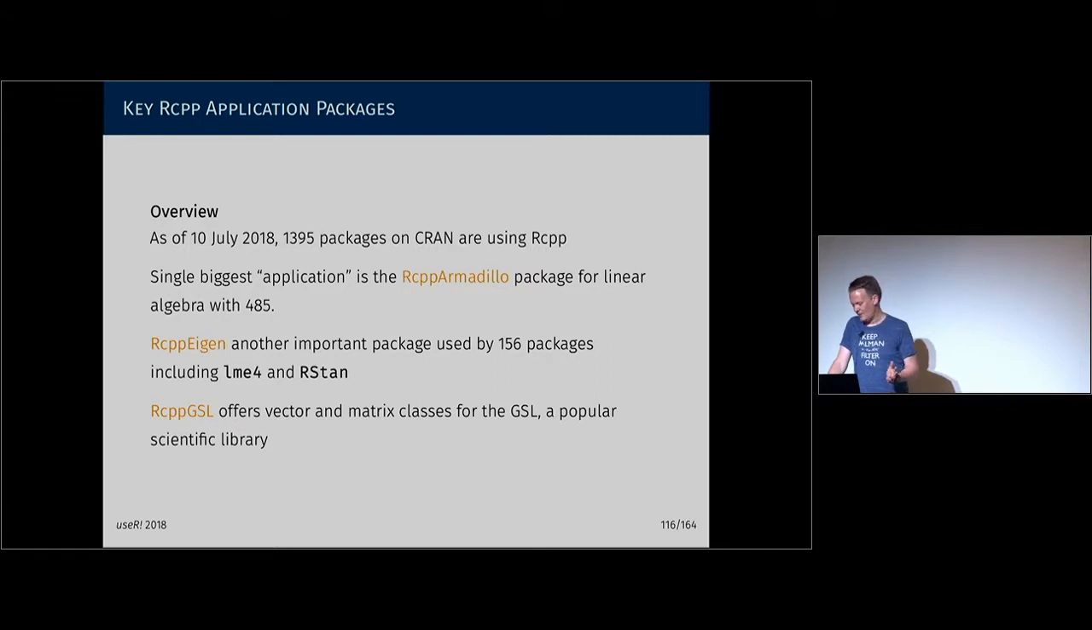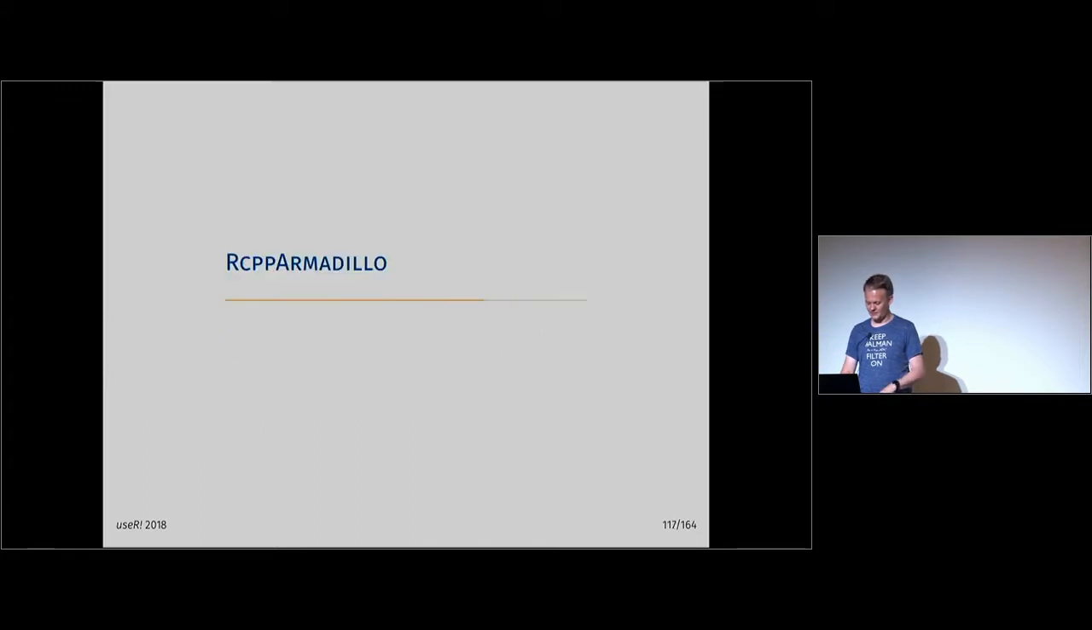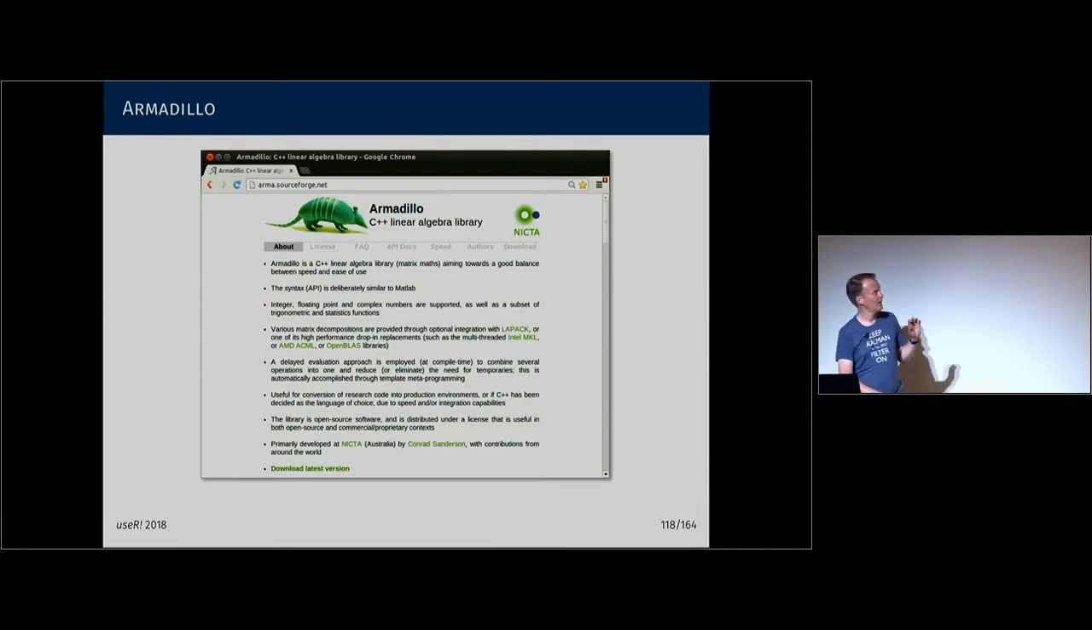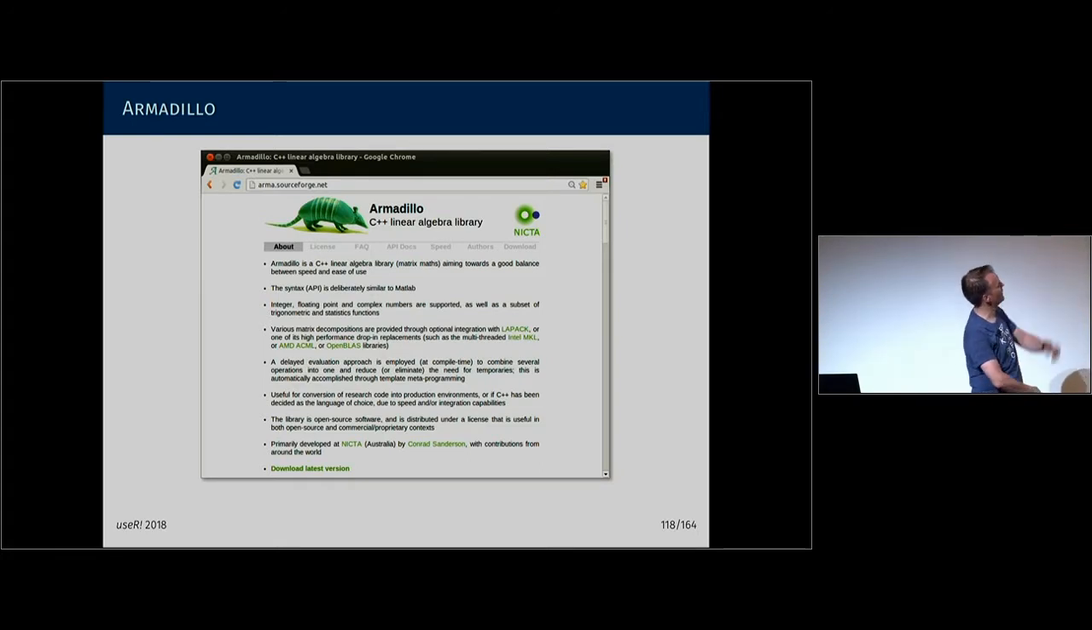And the reason it came in here was that when Doug Bates needed it a couple of years ago, it had decent sparse matrices and Armadillo didn't. Time passed. Conrad is very productive. And by now, Armadillo also has pretty decent sparse matrices. But it is what it is. So lme4 and RStan are definitely over on that side. And we also have an interface to the GSL, but I won't talk about that. So, Armadillo, Brisbane. That's an older version of the homepage because it still says NICTA.